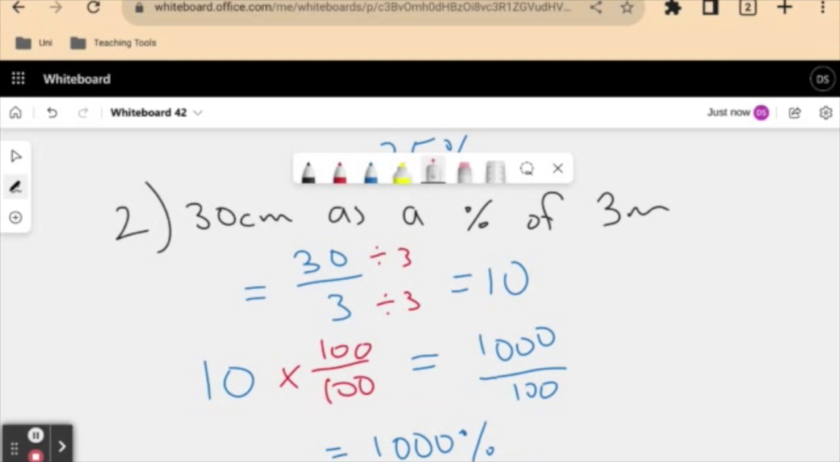We would expect this to be something smaller than 100%, wouldn't we? Because this is a fraction of a bigger quantity. Now, if you picked up on what I did wrong, that's fantastic. But if you haven't, I'm going to show you now. Well, I need my units to be the same.